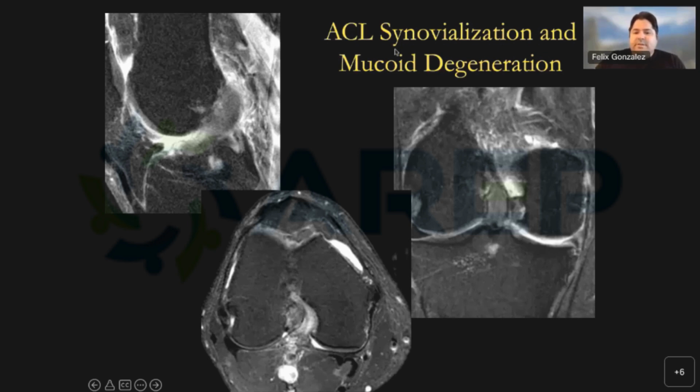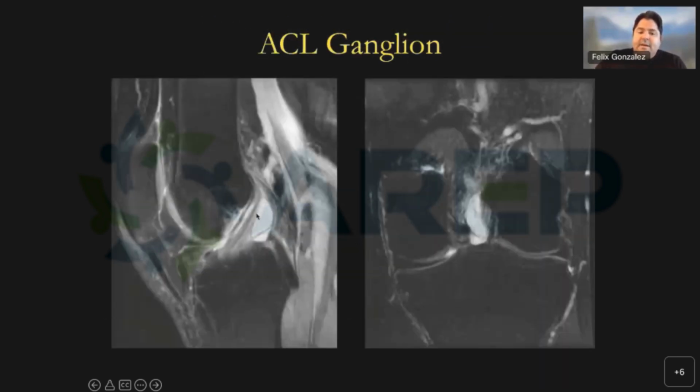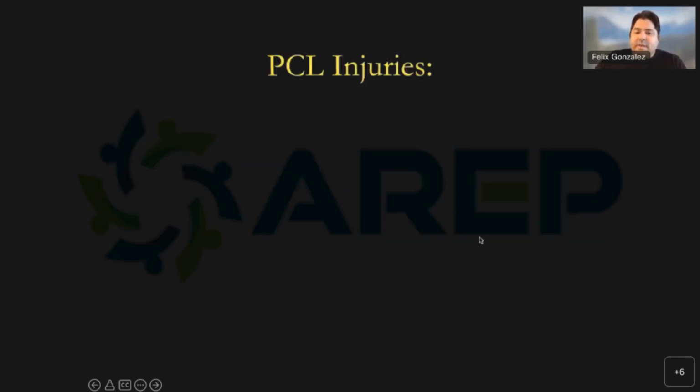So that's mucoid degeneration with ACL synovialization, meaning that because the ACL is an intra-articular synovial structure, the synovium layer that normally exists around the ACL gets very thick and gives you that thickened, blurry-like appearance in the setting of mucoid degeneration. So here's another case of that. You can see how the ACL looks quite irregular here, thickening. You can also get a ganglion cyst as well. I see that very commonly too in the setting of mucoid degeneration.